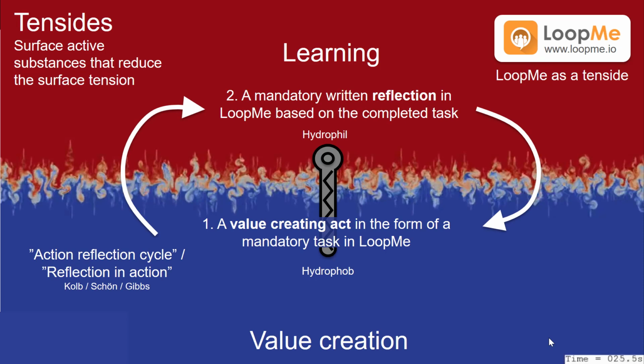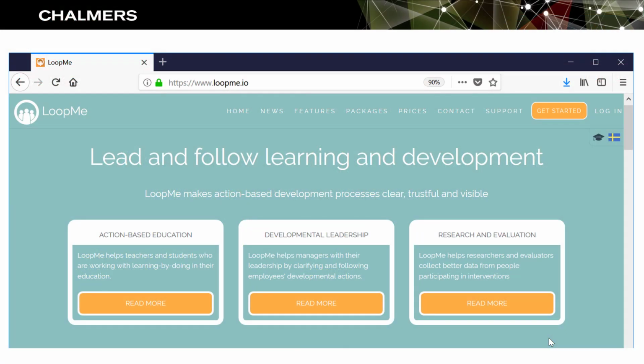And we are looking at an IT system facilitating an action reflection cycle, or reflection in action with Donald Schön's word, where you start with a value creating act in the form of a mandatory task in LoopMe, and then you get a mandatory written reflection based on that completed task. So this is taking us into a lot of different areas. We have action-based education, but now we are also looking more and more into leadership, where developmental leadership has basically the same challenge, but from the other side of the surface between value creation and learning.